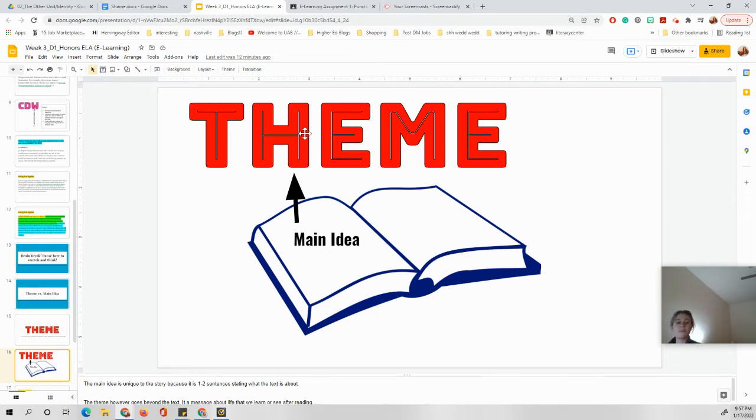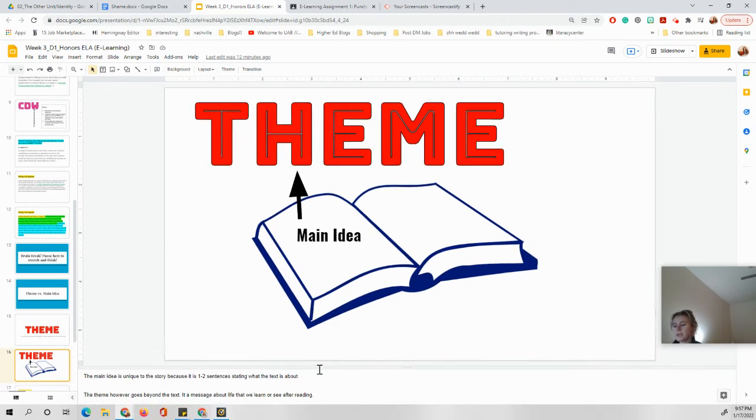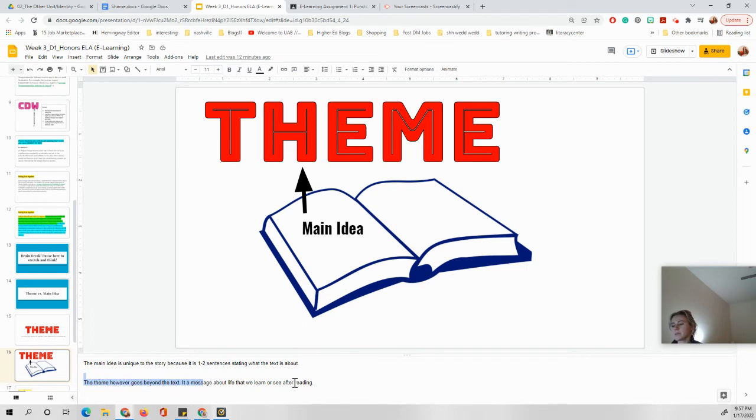Whereas the theme comes out of the book. That's why I have this arrow right here. The theme is outside of the book because it's more universal. It's about life, okay? So the theme goes beyond the text. It is a message about life that we learn or see after reading or watching, okay? That we learn after reading.